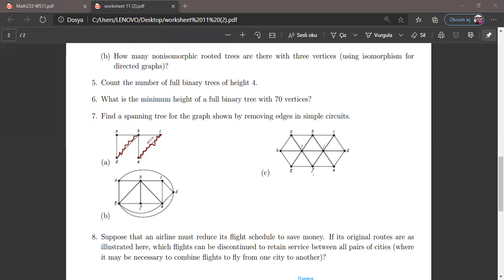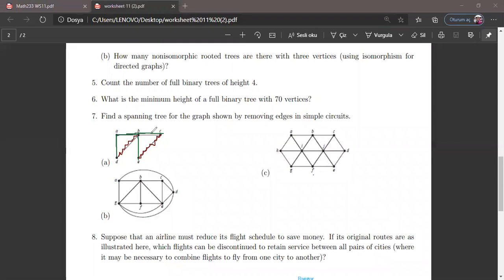This is not a tree, right? This is not a tree because it has two circuits. It is connected but has circuits, so it's not a tree. But if we remove this edge and this edge, we will get this graph.